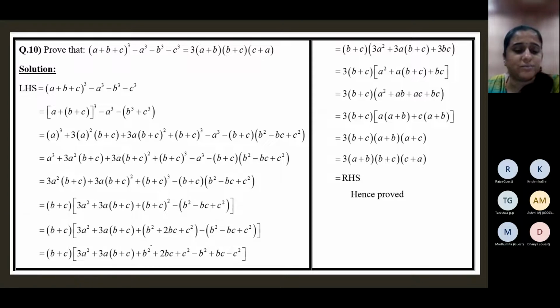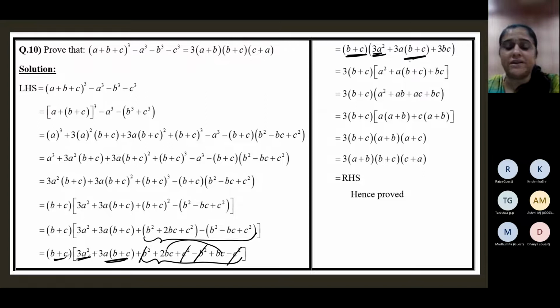That is what you're doing in the next step: you're simplifying this one alone. So we have opened the brackets. Now what happens? B square minus b square, C square minus c square. So 2bc plus bc is 3bc. You must write this one. And here you have 2bc plus bc, just 3bc. That is the next step.